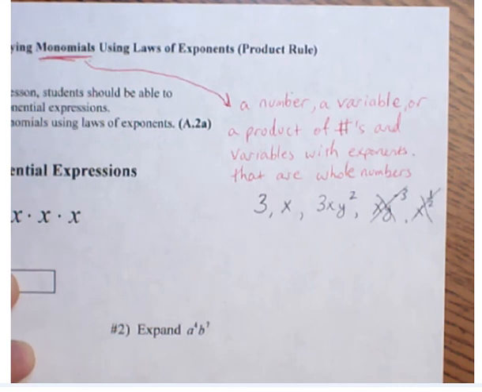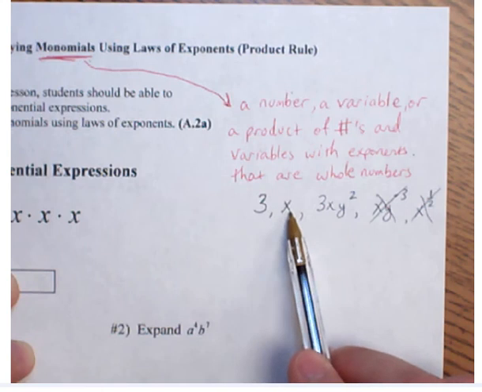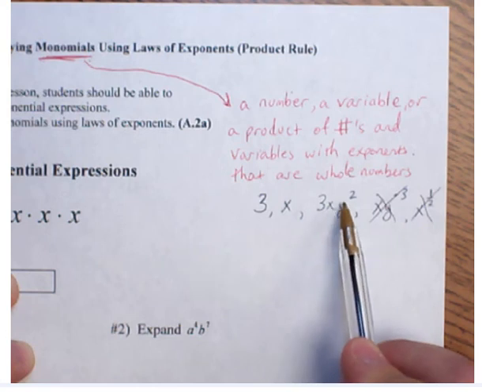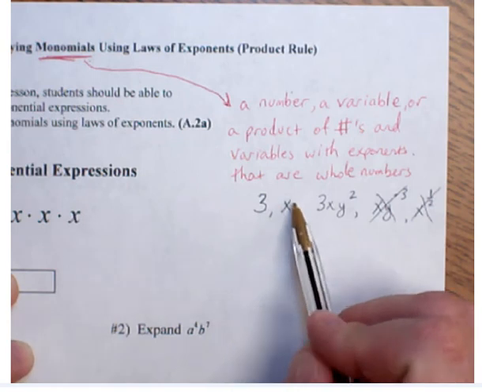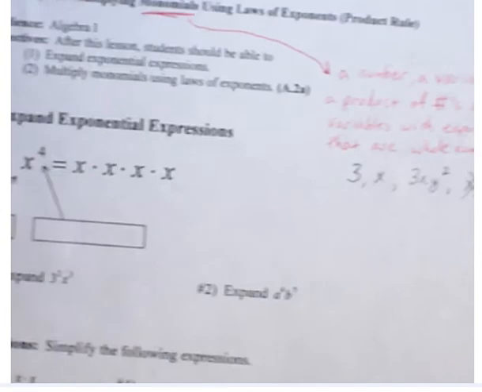Okay, so it's a number, it's a variable, or it's a product where you multiply numbers and variables and the exponents have to be whole numbers: 1, 2, 3. It could be 0. If it was 0, then that would give us a different situation. Okay, so that's the definition.